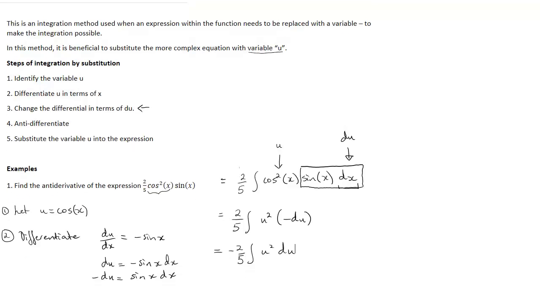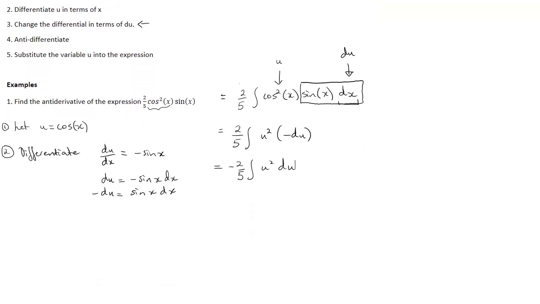Okay, so now we've got our correct variables, so we can just integrate like normal, increasing our power by 1. That will become u to the power 3 over 3, plus c. And that will become negative 2 on 15, and u cubed is cos. U was cos, so I'm just going to put that back in. And that's the antiderivative.